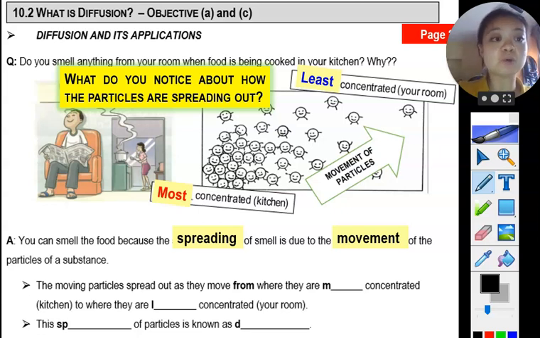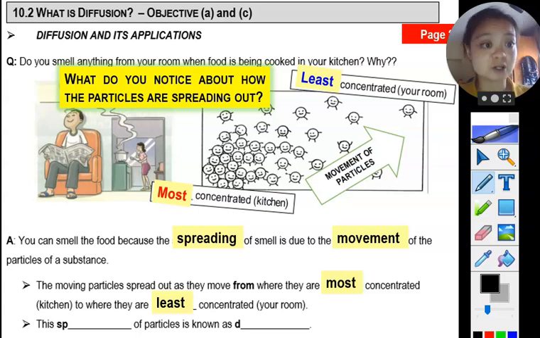And you will notice that they were moving from the canteen or your kitchen, which is the most concentrated because that is the source, or that is where the smell was coming from. Okay, and they were moving to your nose, which is not where the smell is coming from, right? You were not cooking in your nose, right? So we will say that it's moving from the most concentrated to the least concentrated.